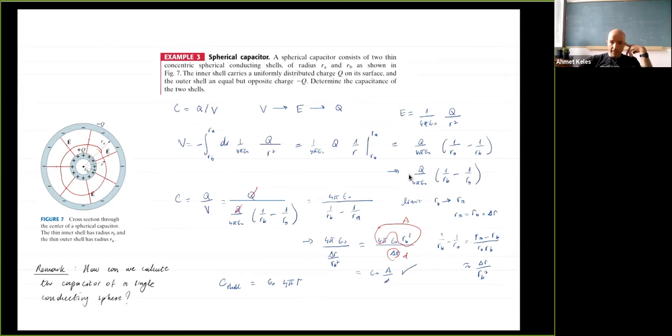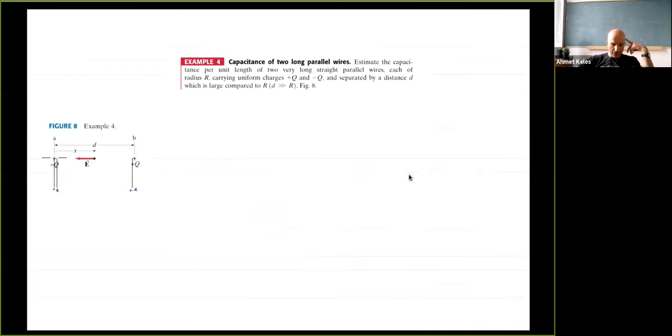So I have one more example on this. Let's do that one too. Capacitance of two long parallel wires. Estimate the capacitance per unit length of two very long straight parallel wires, each of radius r, carrying uniform charges plus q and minus q, separated by a distance d, which is large compared to r. Okay, d much bigger than r.